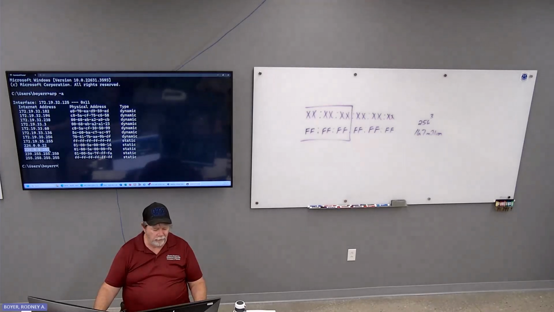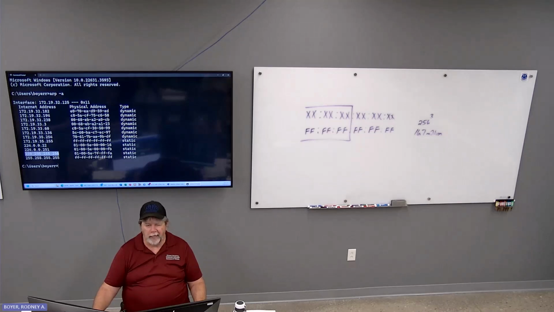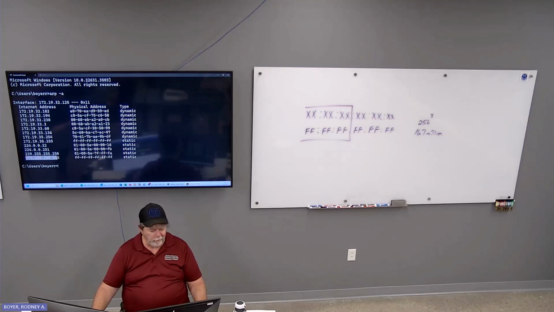Okay, so this 224.0.0.22, 224.0.0.251, 239.255.255.250, those are the Class D special use IP addresses. You'll find something similar to that on every computer that's connected to a network. And then there's 255.255.255.255. Notice it's also FFFF. This is IP broadcast, this is MAC broadcast.